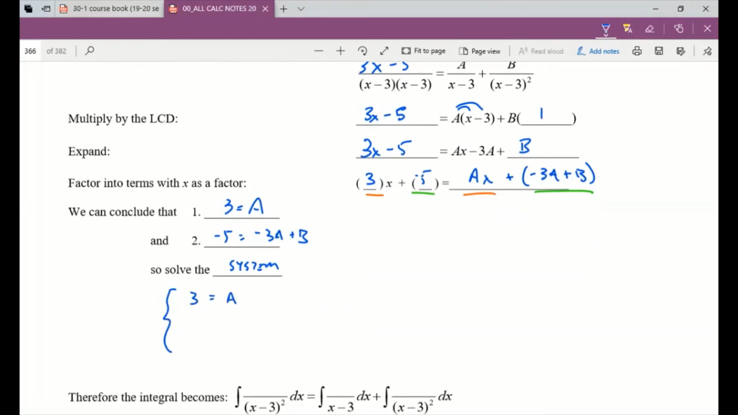a is equal to, a is our first equation. Negative 5 is equal to negative 3a plus b is our second equation. So we can just substitute, and we end up with negative 5 is equal to negative 3. Substitute our value of a is 3. Plus b, we add 9 to both sides. 4 is equal to b.